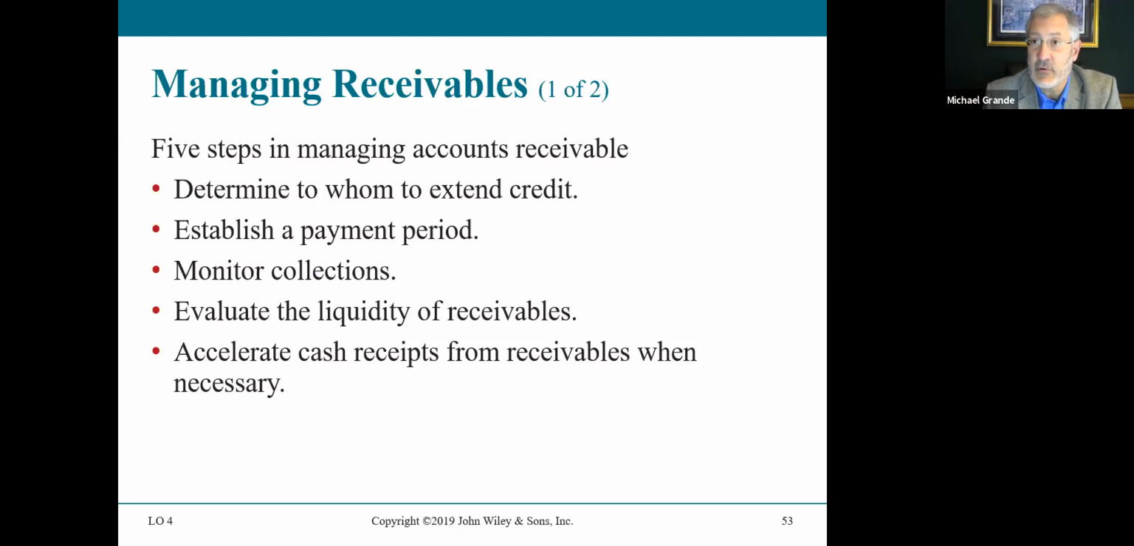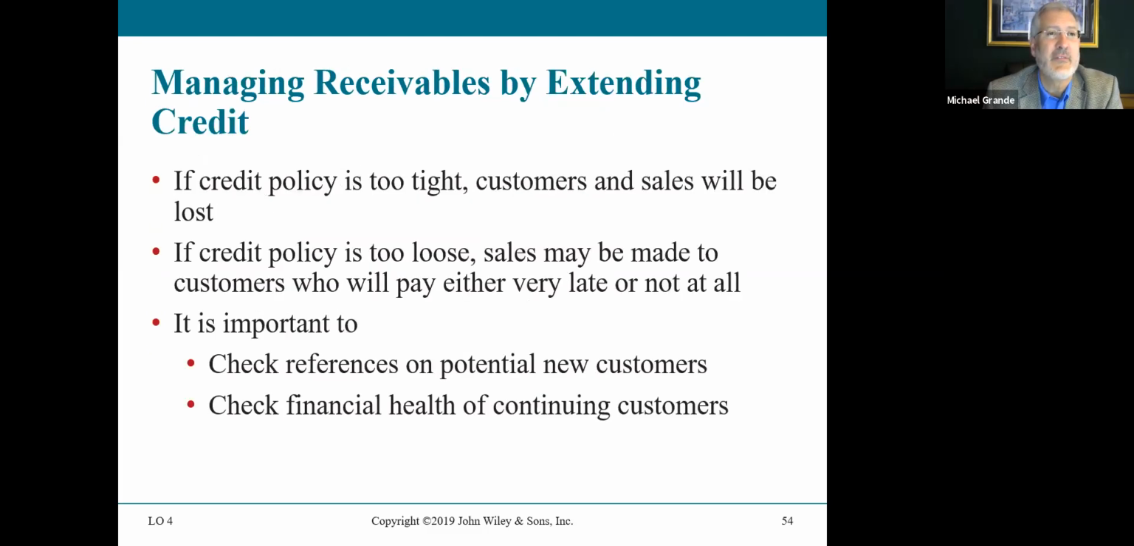Provide incentives for early payment. If the credit policy is too tight, customers and sales will be lost. If the credit policy is too loose, that means if you give credit to everybody, sales may be made to customers who will pay either very late or not at all. It is important to check references on potential new customers and check the financial health of continuing customers. So you've got to check in on them once in a while. Every year or so, look at them and see if they're credit worthy. That's a whole other lecture.